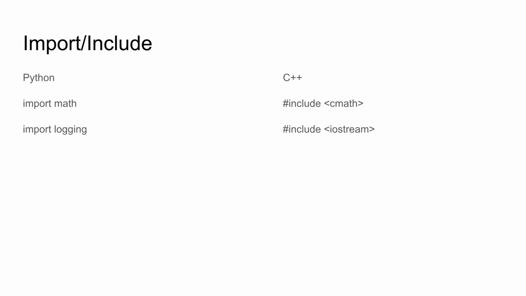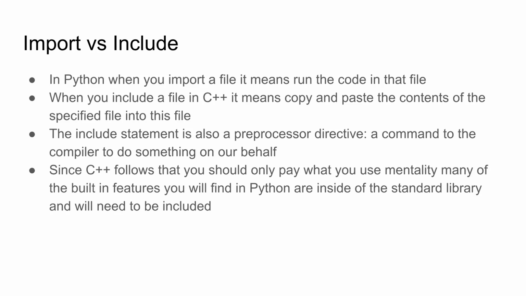If you want something from another module, you'd say import module name. In C++, if you want something from another module's header file, you would need to include it. So while import and include look very similar, they're actually slightly different, and this difference is really key. In Python, when you import a file, you say, Python interpreter, please go run all the code that's in that file. So it executes all the code that's inside that file.